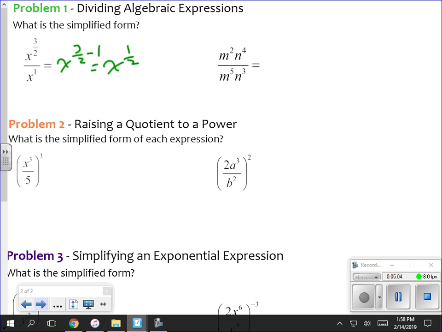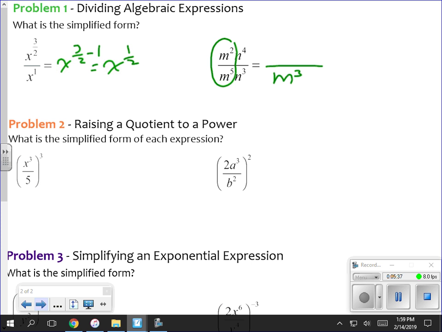Then I go to the next one. It's got more stuff, not a big deal. Just look at it in parts. Do the m's first. M squared divided by m to the fifth. So, 5 minus 2 is 3, so I get m cubed. But where is it? It's in my denominator because that's where my larger one is to begin with. So I have m cubed in my denominator.